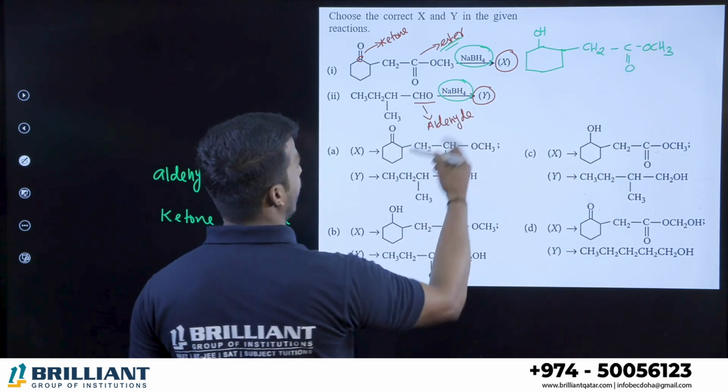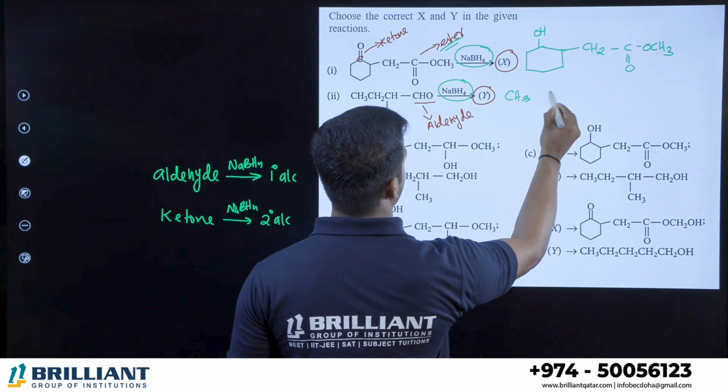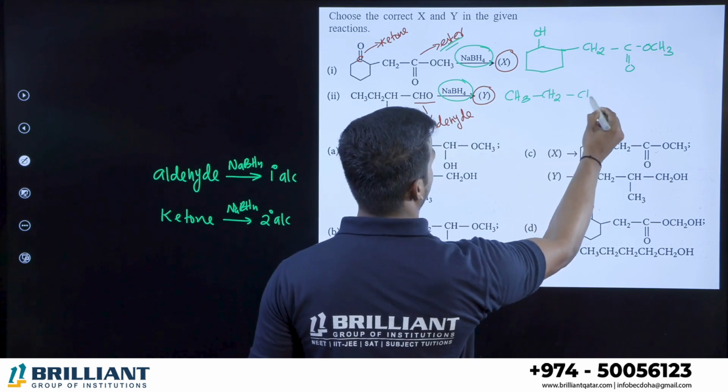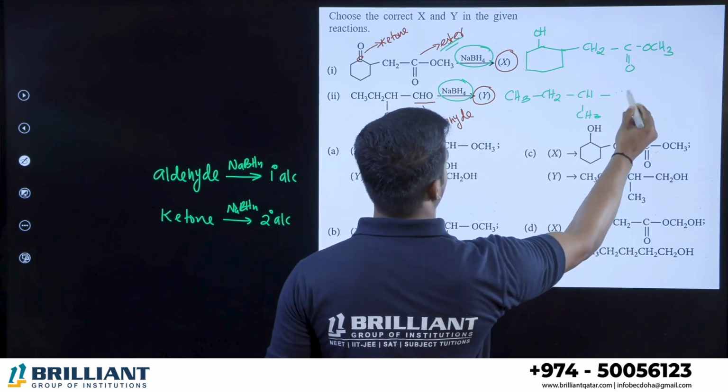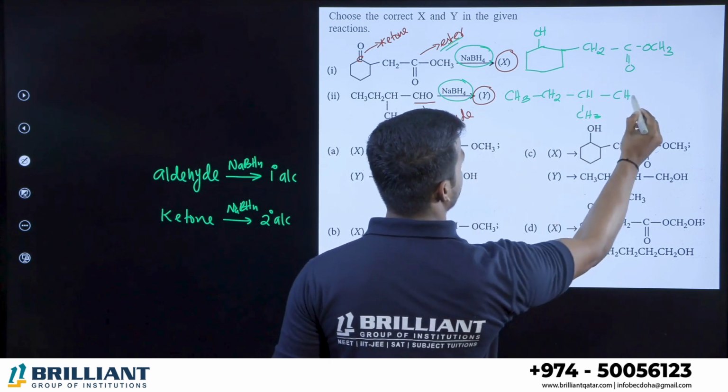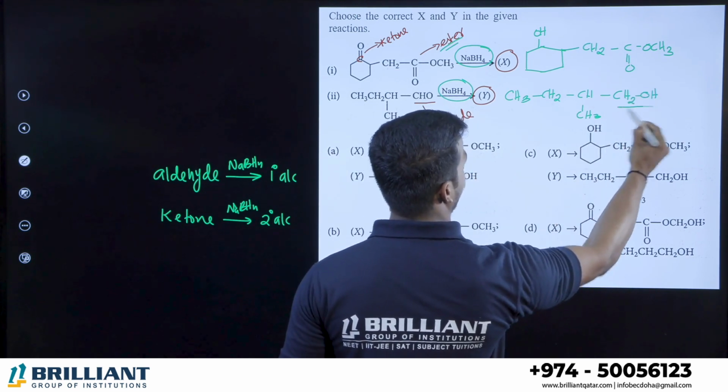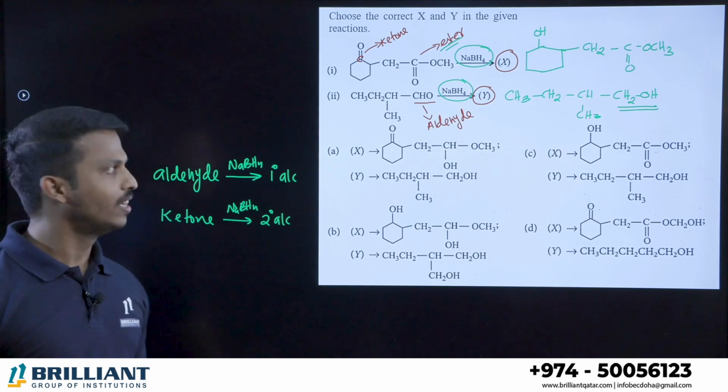Aldehyde converted to primary alcohol. We will get CH3CH2, CH3. We have CHO converted to what? CH2OH. It converted to primary alcohol. That's it. This is what is happening.